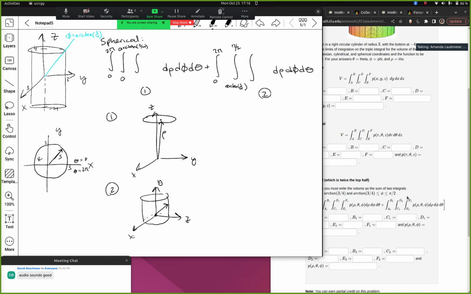And so it's important to write down the functions for what we know about these two regions to start. That way we can figure out how to solve for the bounds.